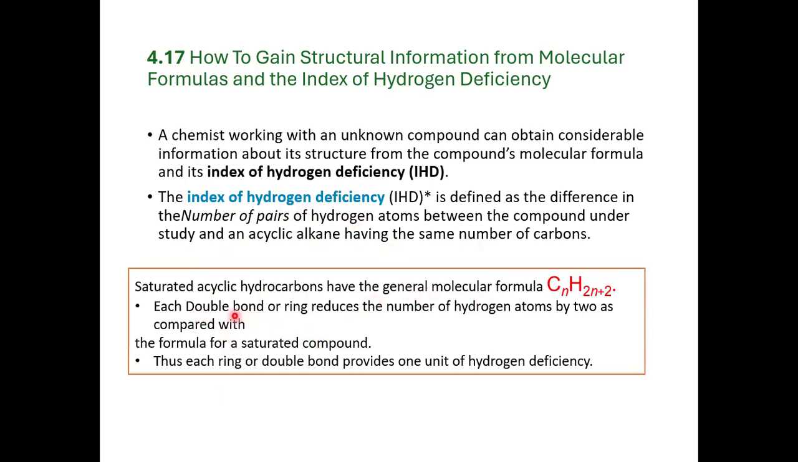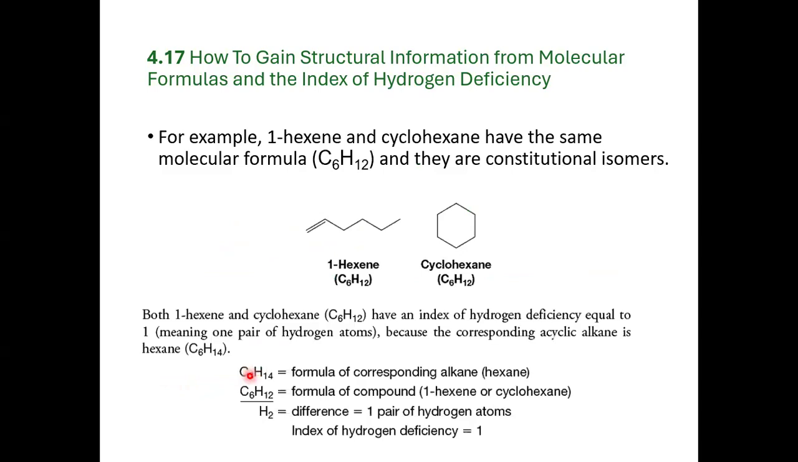So we have to count: each double bond reduces the number of hydrogen atoms by 2 as compared to the formula. Therefore, each ring or double bond provides 1 unit of hydrogen deficiency. So let's have an example. 1-hexene and cyclohexane have the same molecular formula, okay?